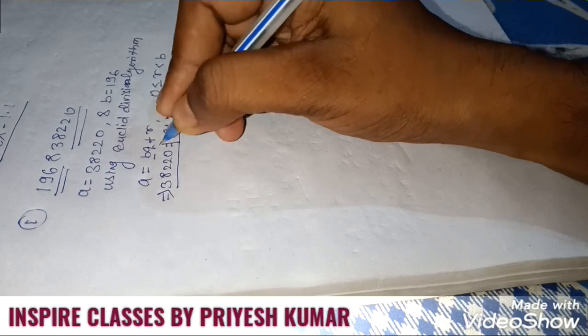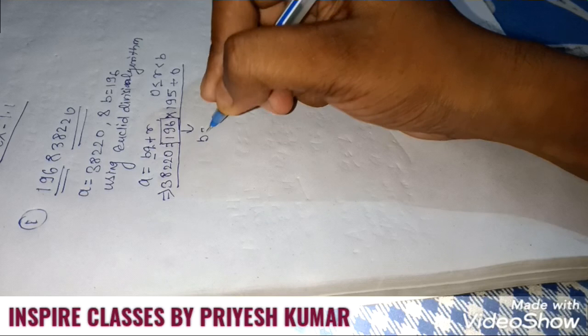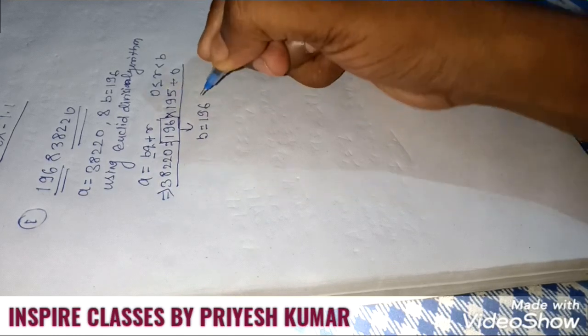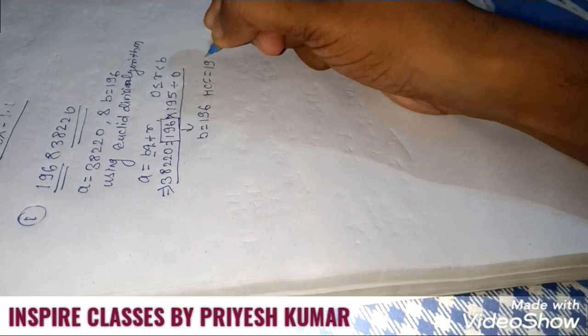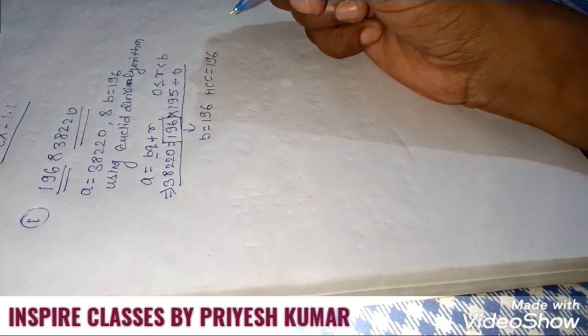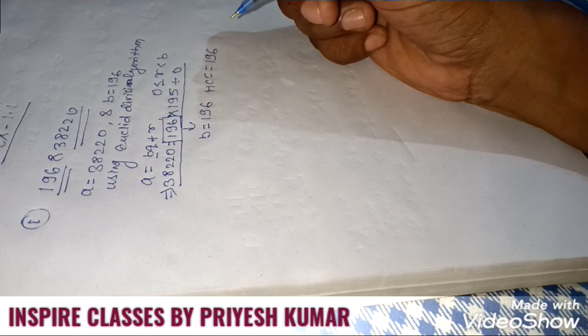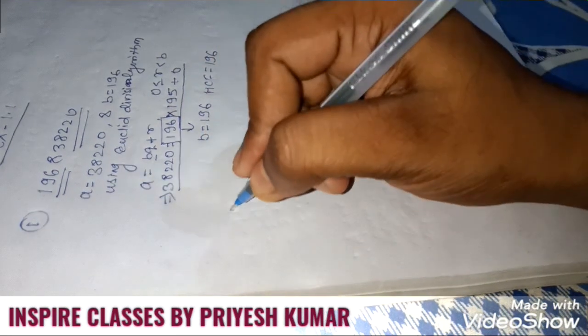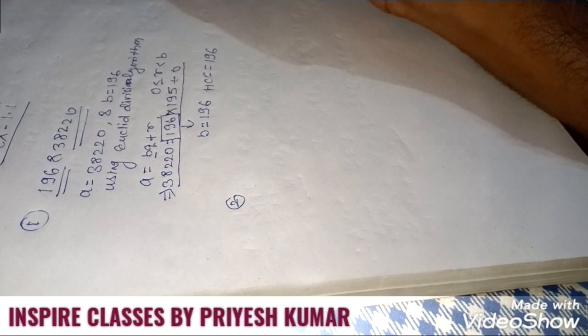Find out the value of divisor, and in this question the value of divisor, that means B, is equal to 196. That's why the HCF will be 196. Similarly other questions can be solved. Now let us go further. Question number 2. The question is in your book and I am going to read that question.